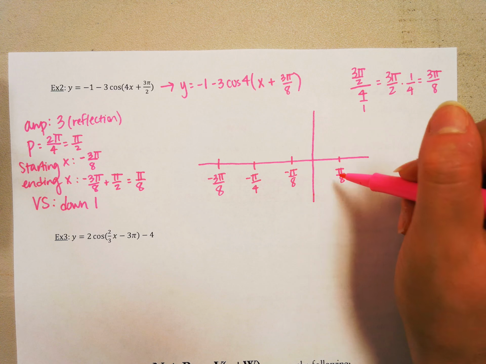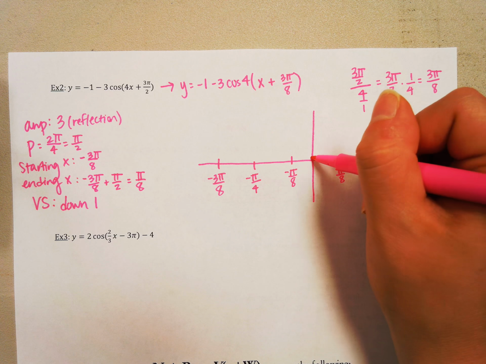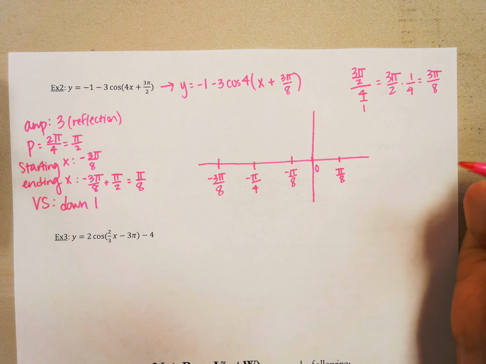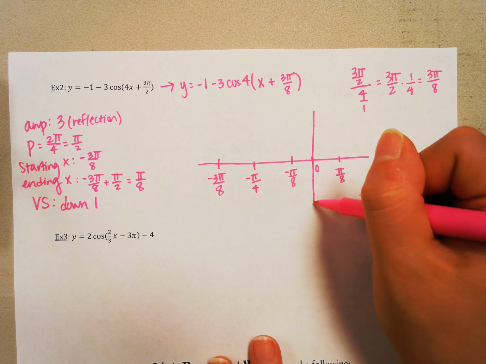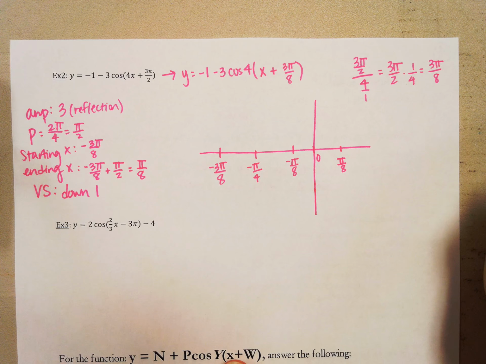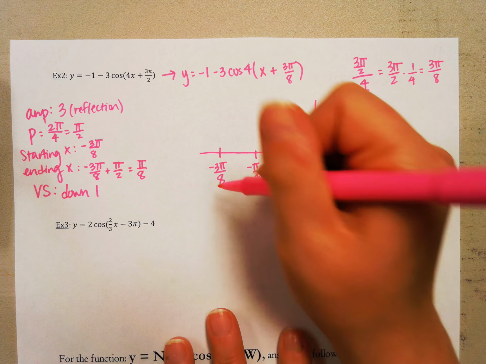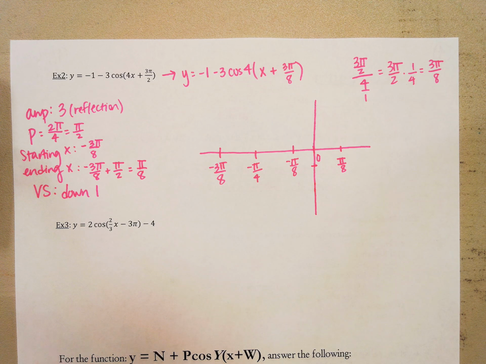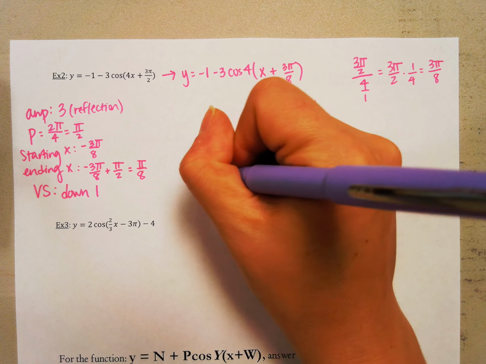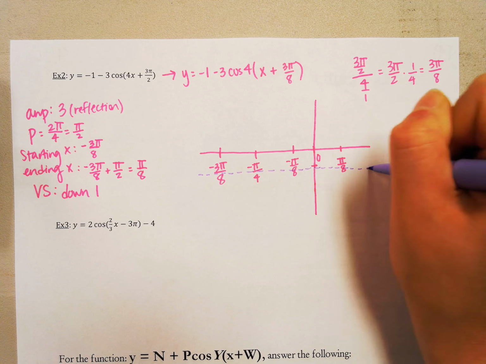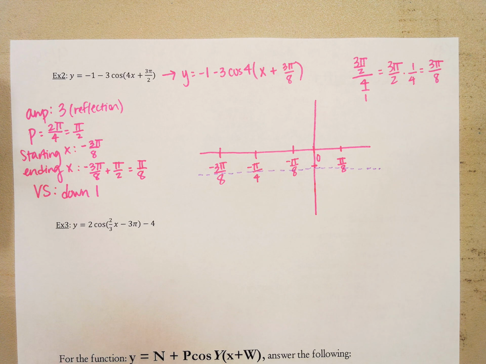And if we average this, negative pi over 8 plus pi over 8, that's 0. 0 divided by 2 will give a value of 0. And then all in all, we are going to shift this thing down 1 unit. So now our new x-axis, I'll do it in a different color so we can see that a little bit better. Our new x-axis is down here at negative 1, shifting it down.